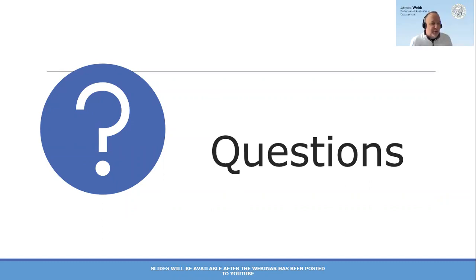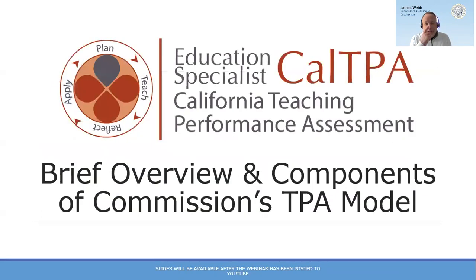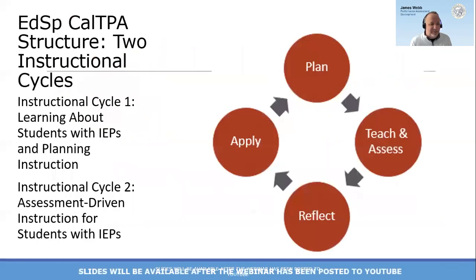Okay. So what I'm going to do now is go into very brief detail, much like I did with the mild to moderate support needs credential specific TPA, focused on what the Commission's model has in its ESN performance assessment. It's just a brief overview of components of the Commission's TPA model. Of course, it is not the EdTPA, but I wanted to give you an idea about what it looks like.